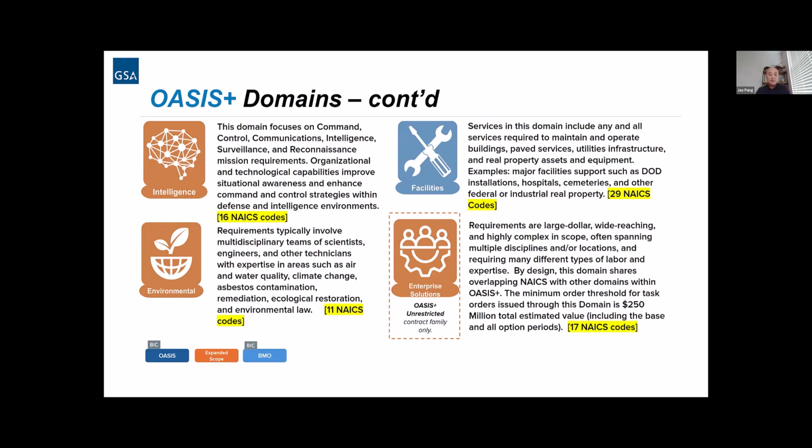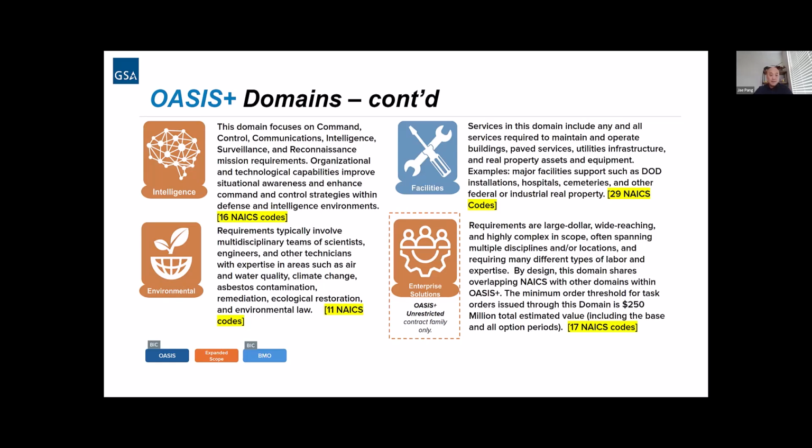I do want to point out one thing, like OASIS, BMO, and the MAS program, this does not include primary construction or A&E services, as mentioned before. Those types of services are restricted to FAR Part 36 ordering procedures, as they are covered by the Davis-Bacon Act and the Brooks Act, respectively.